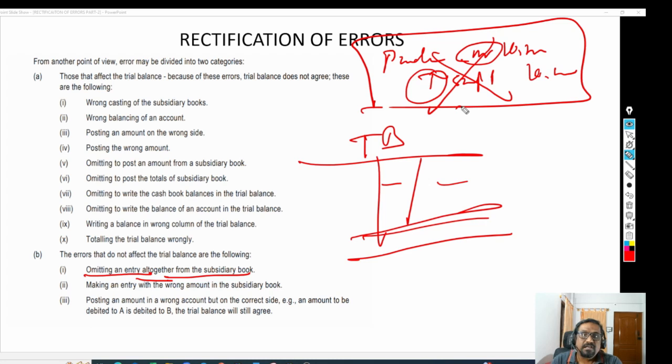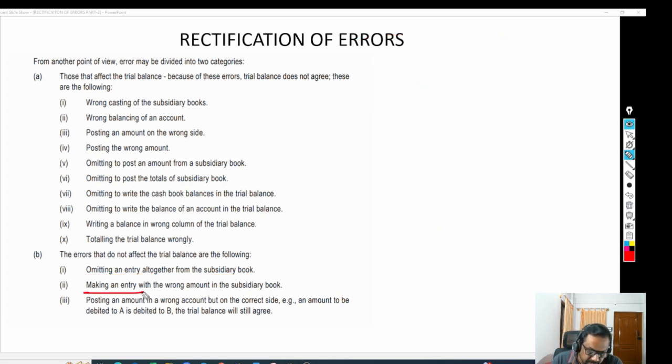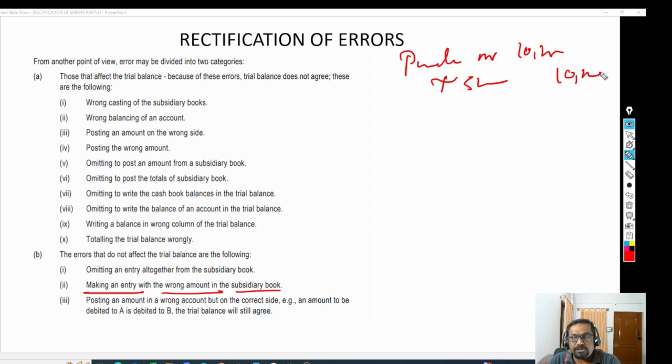That is what the error says. Next one: making an entry with the wrong amount in the subsidiary book. For example, I purchased goods: purchase account debit 10,000 and supplier account credit 10,000. This is the entry I posted.